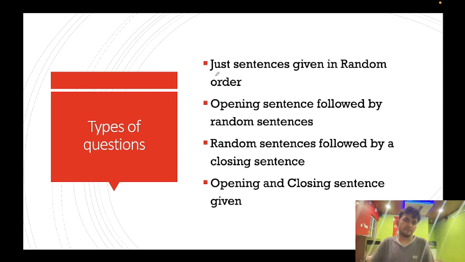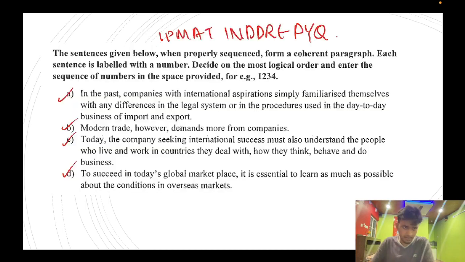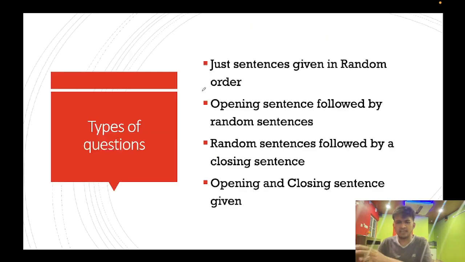Just sentences given in random order. As you saw here, there will be 4 to 5 sentences that are given in a completely random order. You're supposed to arrange them. These are the toughest of the lot. Why? Because you're not given a starting or an ending point. Okay? This is the toughest.